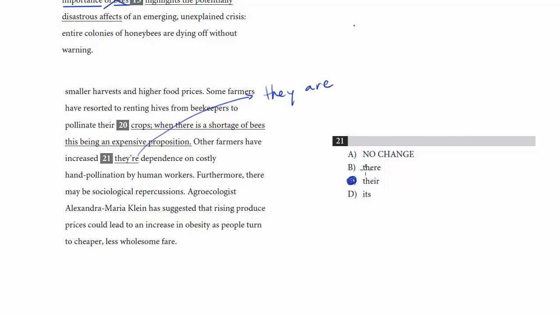T-H-E-R-E is the one that designates place, so that's not it. And we don't want to use "its," even though it's a possessive pronoun, because we want to refer to the farmers, who are plural, so we have to use the plural pronoun "their."